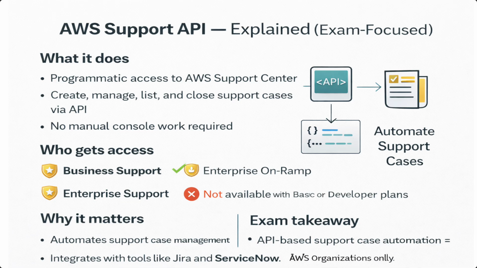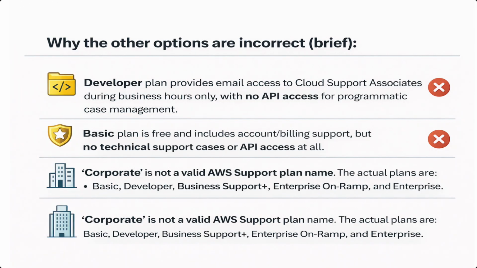This API access is available only with Business Support Plus, Enterprise On-Ramp, and Enterprise Support plans, not with Basic or Developer plans. The Support API enables automation of case management, integration with third-party ticketing systems like Jira and ServiceNow, and allows you to scale support operations across large AWS organizations efficiently. Why the other options are incorrect.